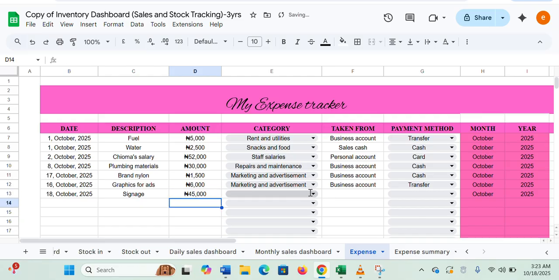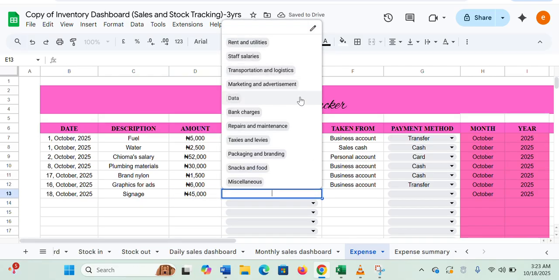Now this helps you see under what category your signage falls. It is under packaging and branding. If you have spent money, probably you paid your rent, you can see it is under rent and utilities. You have paid your staff salary, transportation, logistics, you just paid a delivery guy. You want to know how much of my money is going into delivery. Do you understand? Marketing, you keep paying for ads and you want to know how much have I even invested in ads this year, this month. Do you understand? So this just helps you keep track of your business.